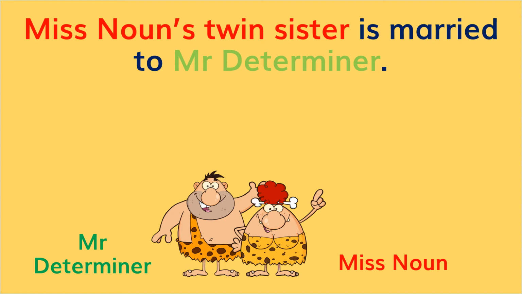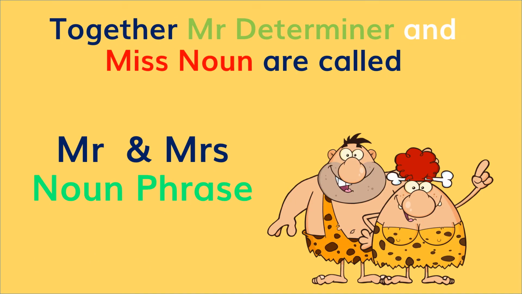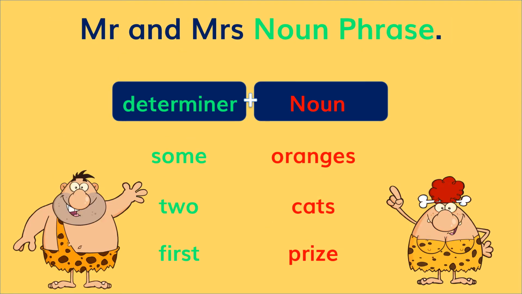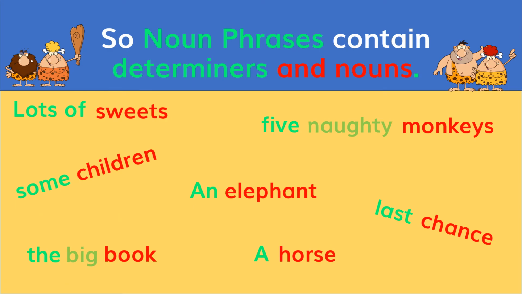Miss Noun's twin sister is married to Mr. Determiner. Together, Mr. Determiner and Miss Noun are also called Mr. and Mrs. Noun phrase. Determiner plus noun. Some oranges, 2 cats, first prize. So noun phrases contain different types of determiners, which include articles. Lots of sweets, some children, the big book, 5 naughty monkeys, an elephant, last chance, a horse.